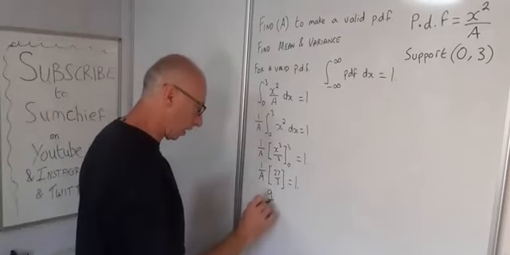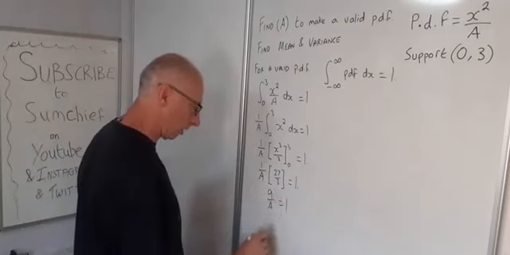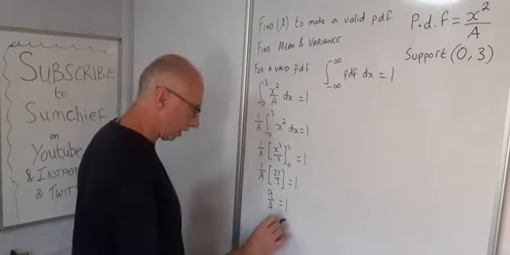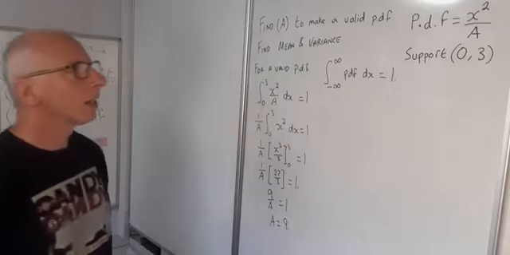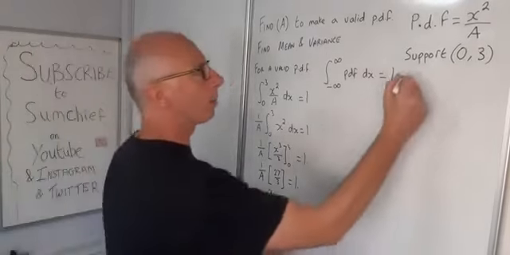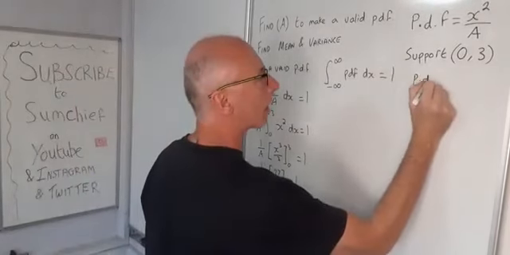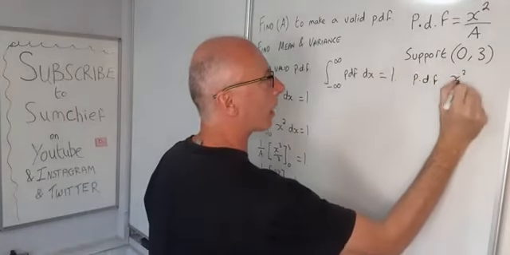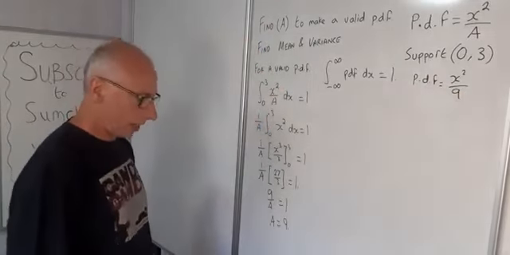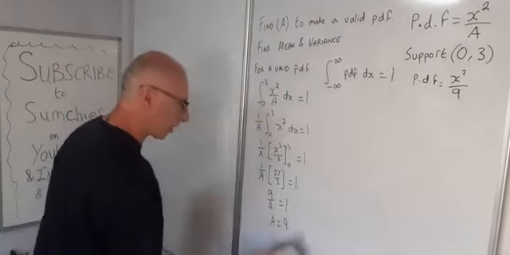So now we've got 9 over a equals 1. The only way we can get that correct is if a equals 9. So our normalising constant we now know is 9. So we just update this here: PDF x squared over 9. Right, okay, that's the first stage of the question complete.